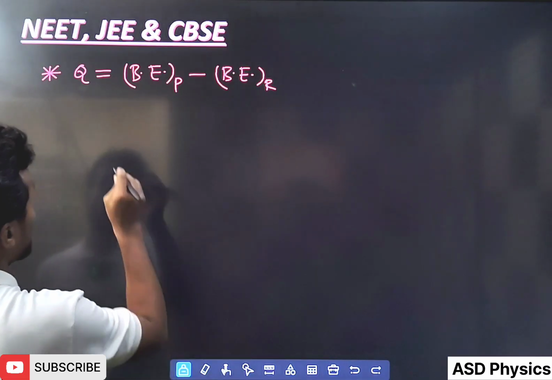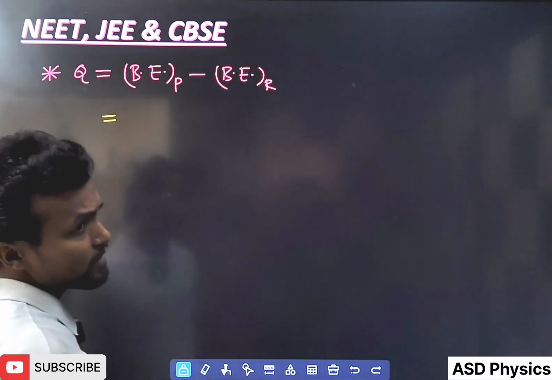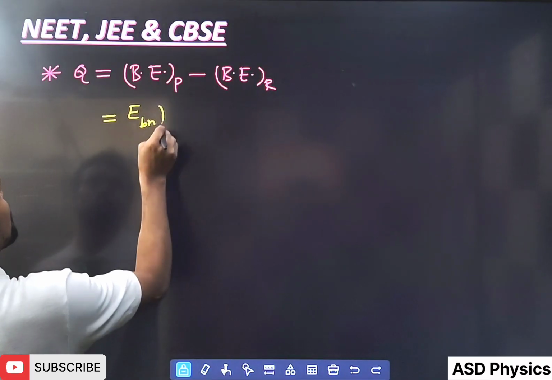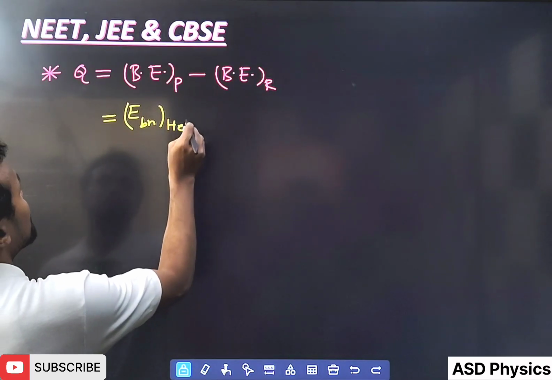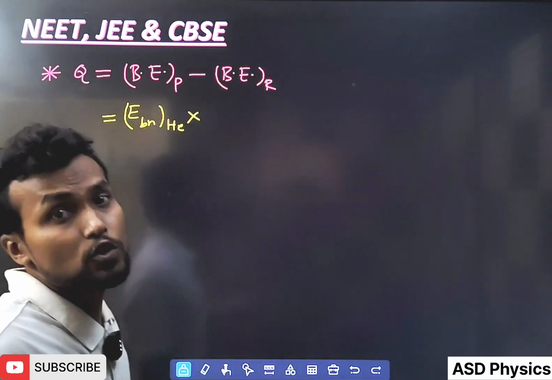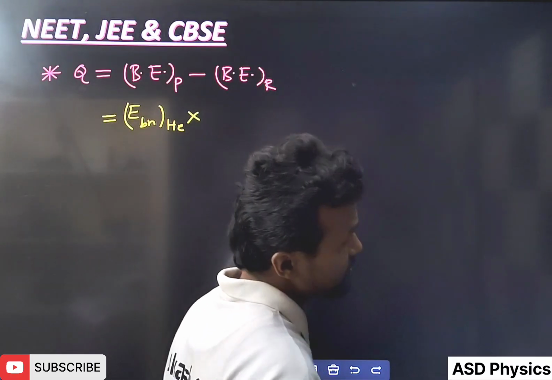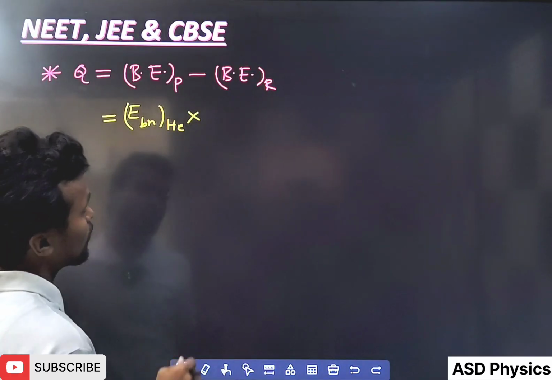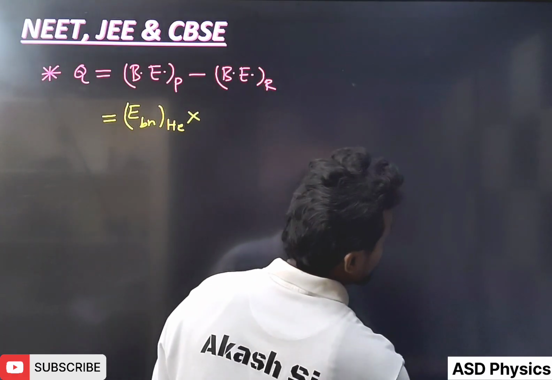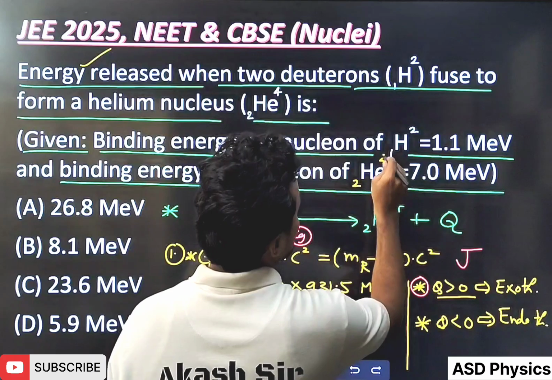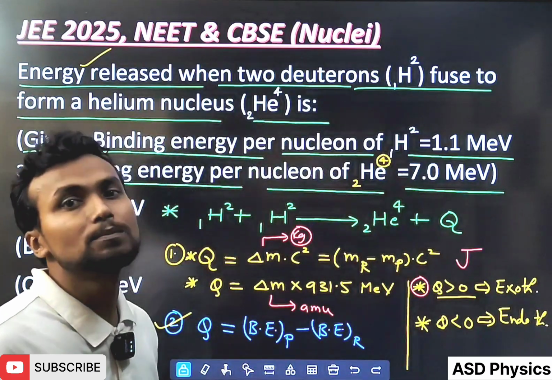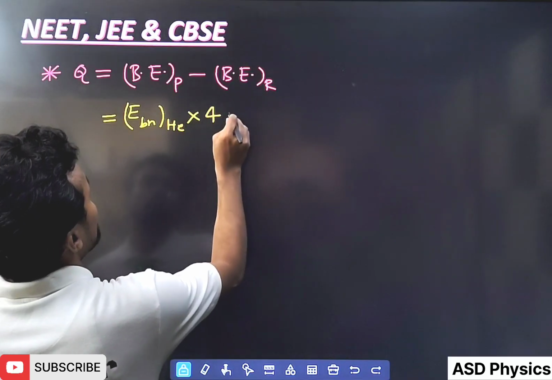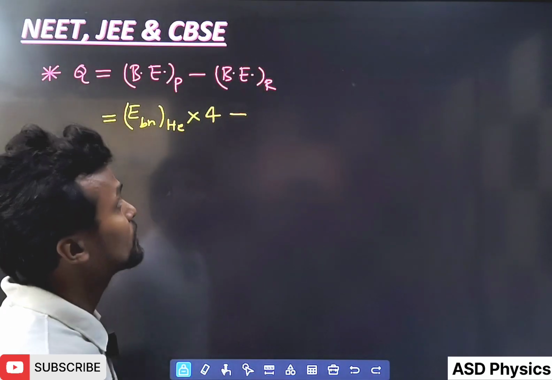Now for the product, helium, we can write the binding energy per nucleon of helium into the number of nucleons, because in the question they have given binding energy per nucleon. So binding energy per nucleon into number of nucleons. In helium how many nucleons are there? You can see the mass number is 4. Mass number is equal to the number of nucleons. So we write into 4, minus the binding energy of the reactant.